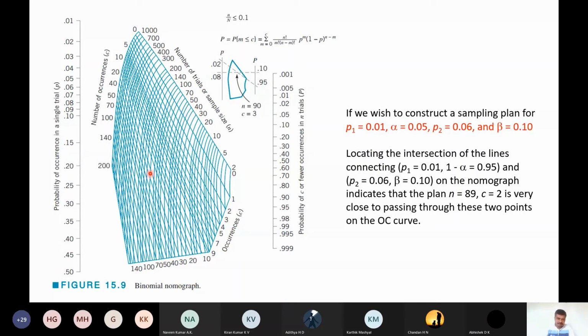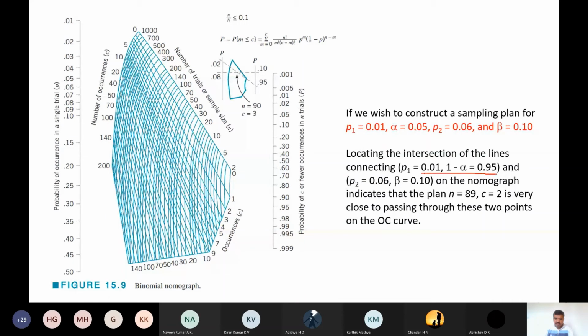Now consider this example. You have two values, P and 1 minus alpha. P is the lot fraction defective, and 1 minus alpha is the probability of acceptance. Now I will consider the value of P1 on this vertical line. This nomograph consists of two vertical lines. Here is the probability of acceptance, and next the number of defectives, c. So now I will consider the value. It is 0.01.